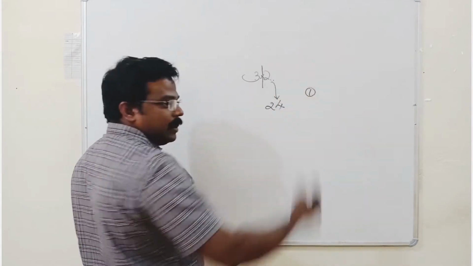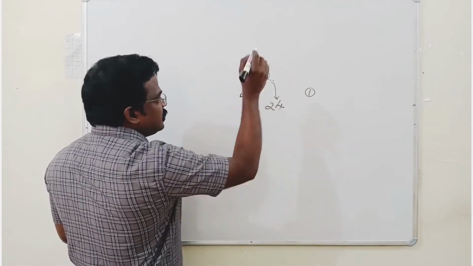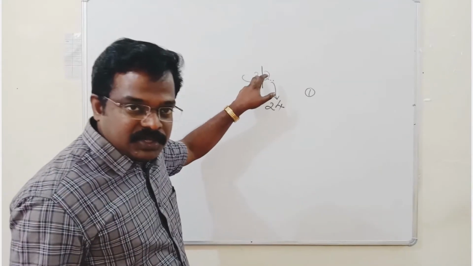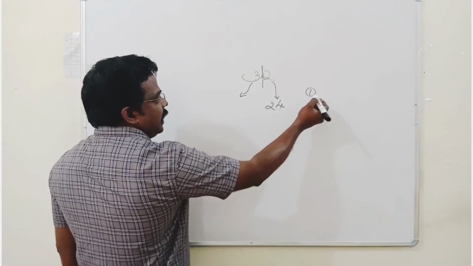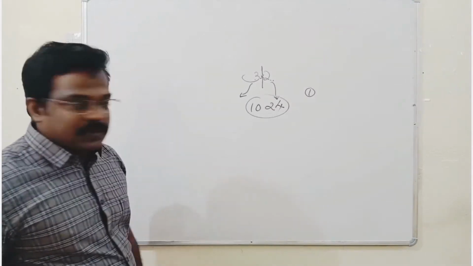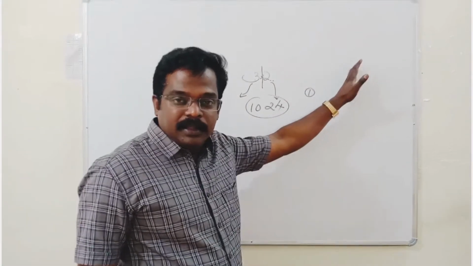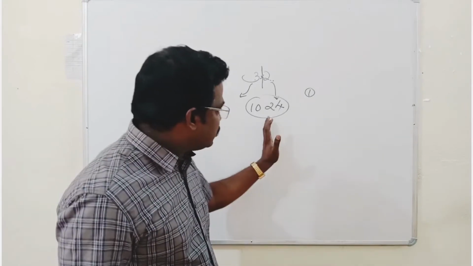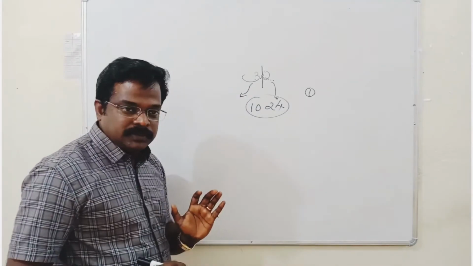1 is remainder. Next, you write the square of the next number, that is 3. 3's square is 9. 9 plus 1, 10. So this is the square of 32. Here you would multiply 32 into 32, then only you will get the answer. But here, within 10 seconds, you can find the answer.